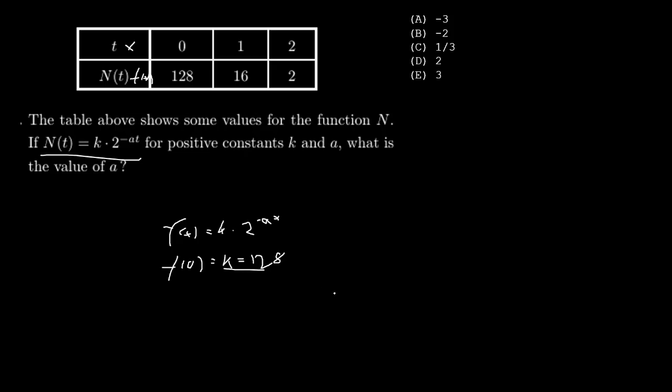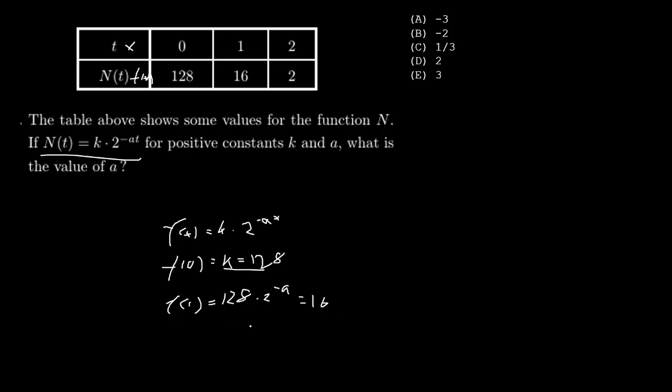Okay, that's good to know. So let's see the next one, f of 1. Well, we can just substitute in k, because we know k is 128, times 2 to the negative a times 1, that's negative a. And it would be equal to 16. Okay.